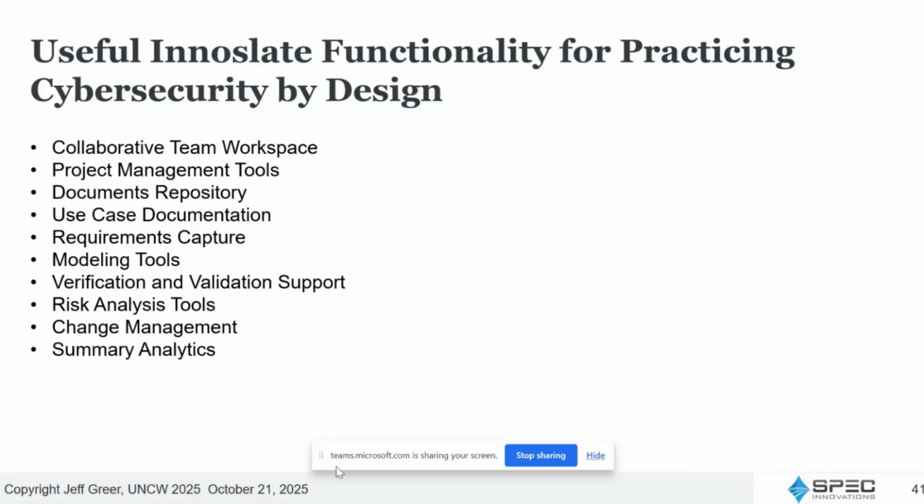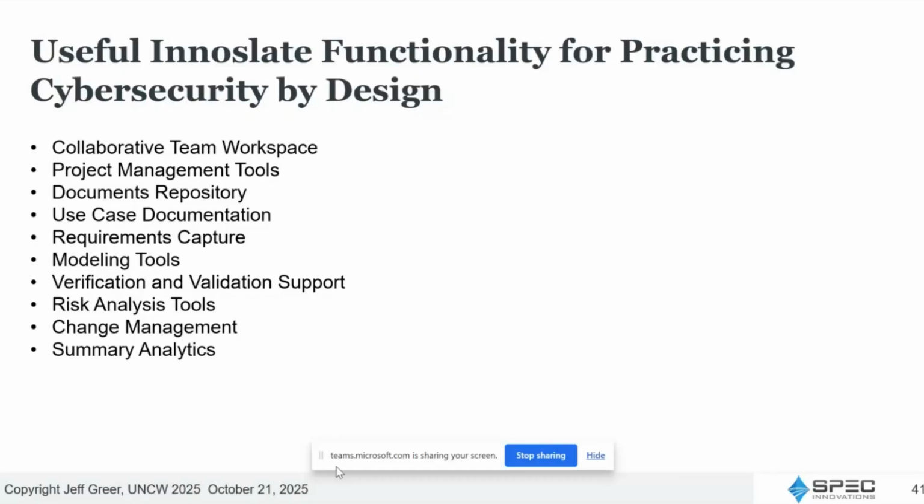The other thing is project management tools. Ultimately, IT infrastructure and cybersecurity gets managed one project at a time. So whether you need the full-blown Gantt chart or just a Kanban task board, all that functionality is in a slate, and it's really useful. The other is the documents repository. Cybersecurity program is based on documents, right? There's security policies. There's all sorts of technical documents. So you need a place to store all your documents. Use case documentation is important as well for any project that you execute.